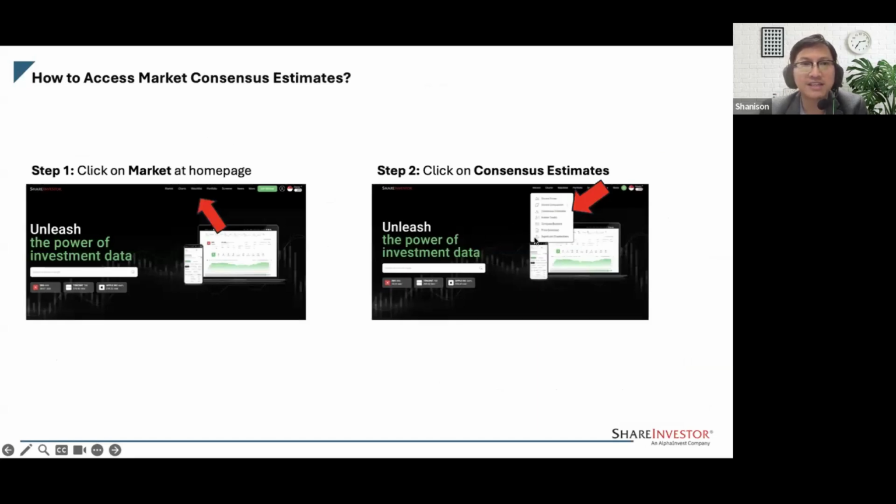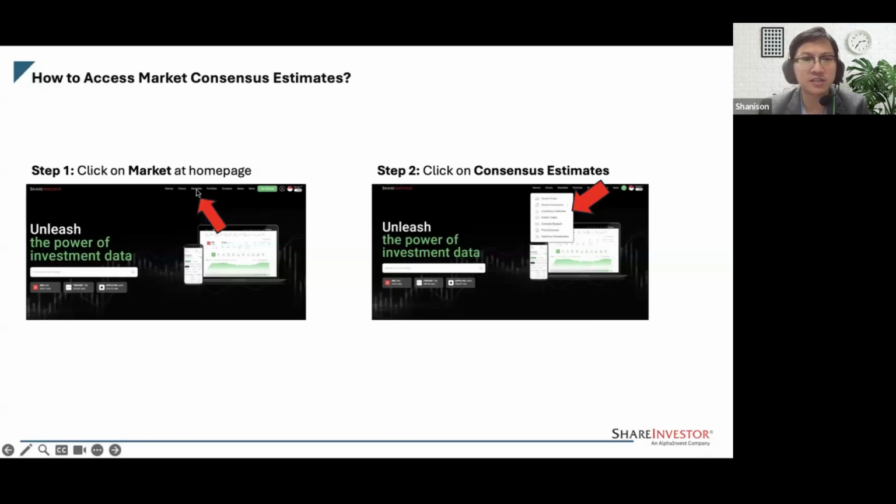So how do you access the market consensus estimate? Basically, we break it down into two segments. The first segment is the overall market consensus estimate. So you can see, under each market, which company has a buy call from the research analysts and which company has a sell call. This is where you want to find some opportunities in the overall market.